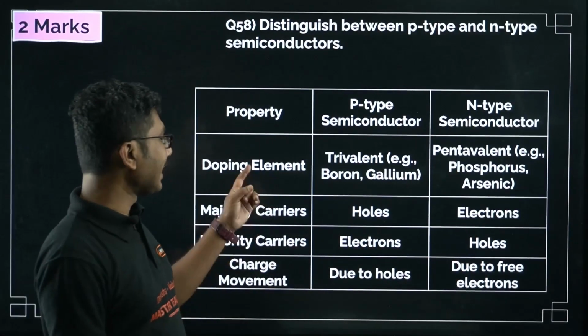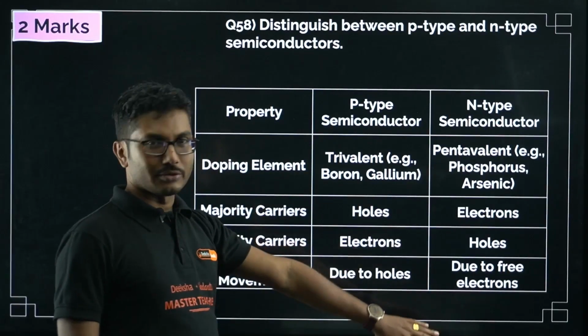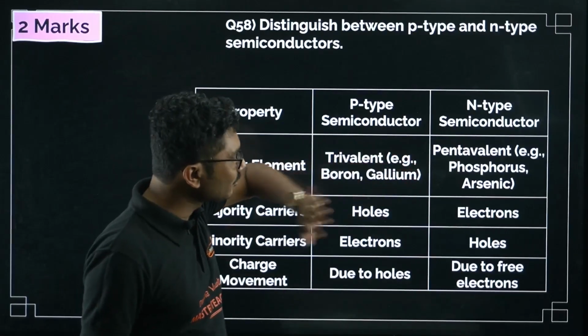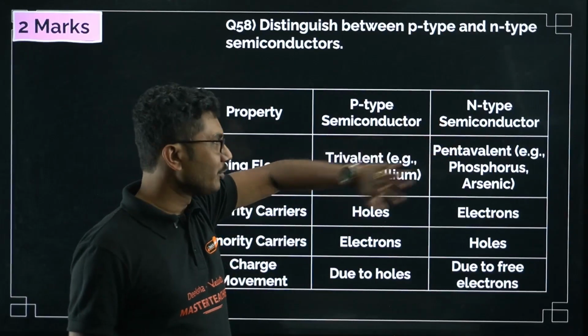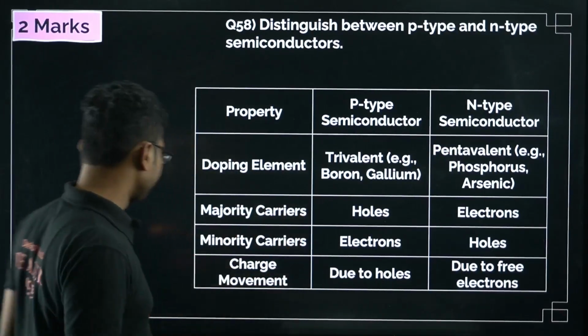So you remember that most of the students generally write these two, holes and electrons. You have to use this as your first point, that is, what type of doping element you are using.